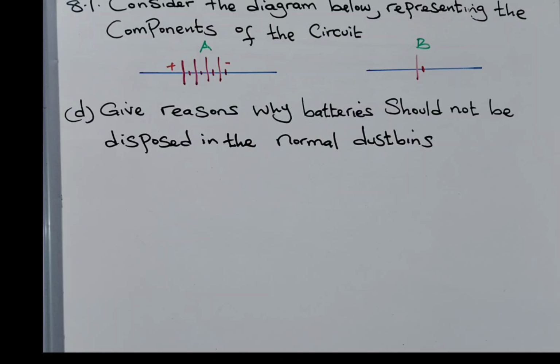The first reason is that batteries are made up of some toxic chemicals, especially the car batteries, which are made of lead. Lead is a heavy metal and it is poisonous. When it leaks into the environment, it poisons the environment and it might end up in our bodies. That's the first reason. They contain toxic materials which might leak to the ground and poison the ground.